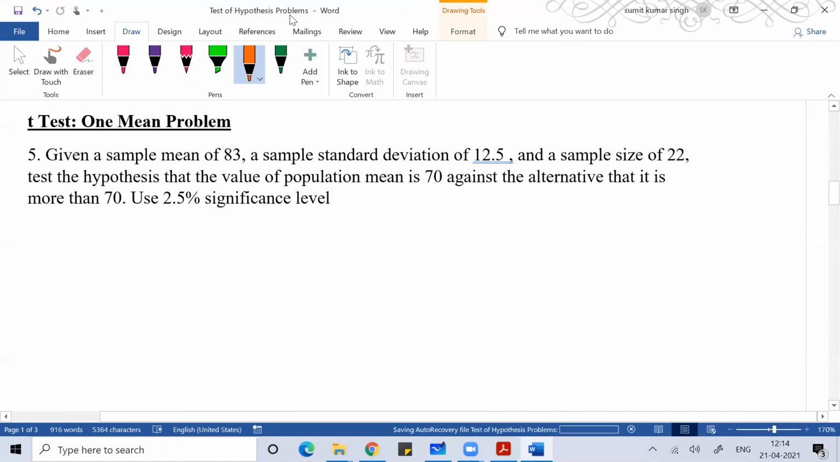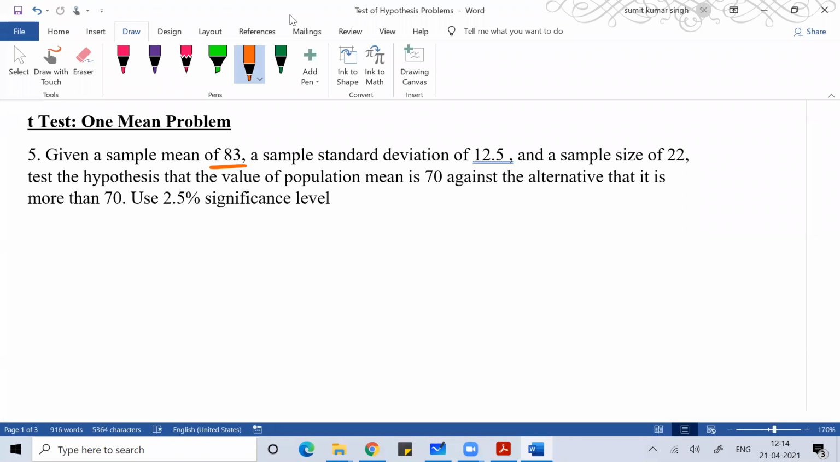So here it is given a sample mean of 83. The sample standard deviation is 12.5. You can see the term called sample standard deviation. Population standard deviation is not given to you, and the sample size is 22. You can see n is less than 30 here.